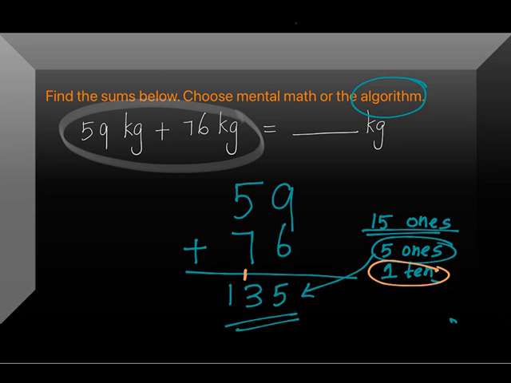So the answer is 135, and the unit is kilograms. Okay, don't forget to write the unit. So we have added 59 kilograms to the 76 kilograms to get 135 kilograms.